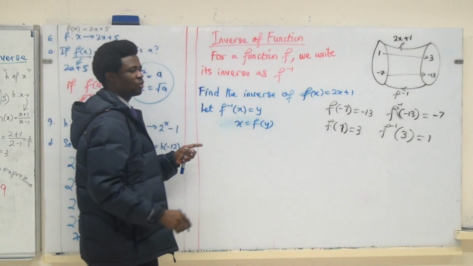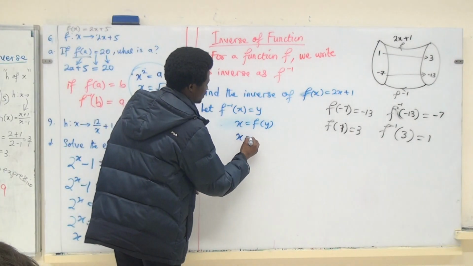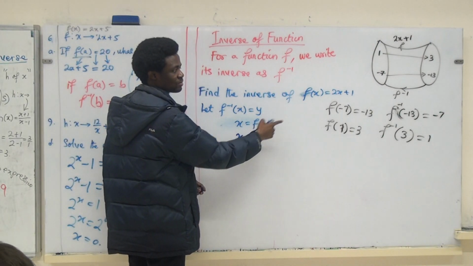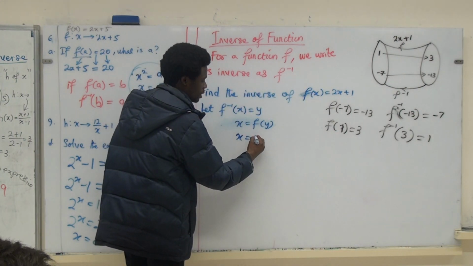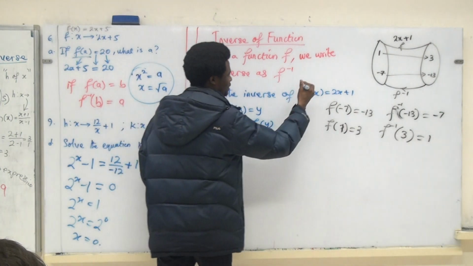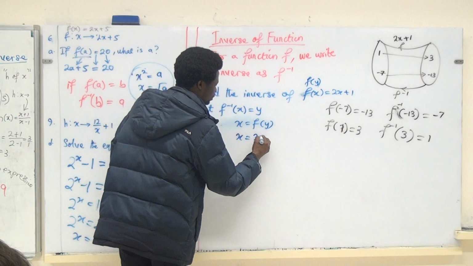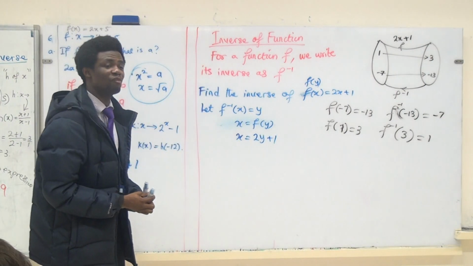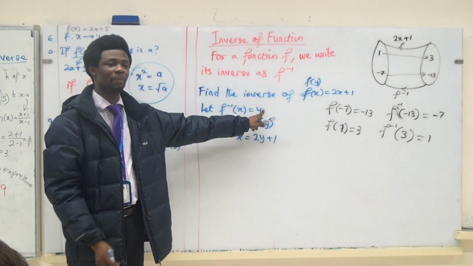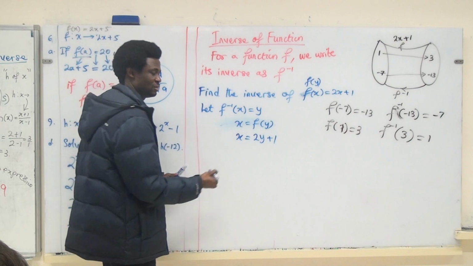Now, using what you have done in function notation, what is f of y? x is equal to, what is f of y? F of y is what? 2y. Thank you. 2y plus 1. Does it make sense? Now, the f inverse we are looking for, what do you represent it with? y. So get y from here.